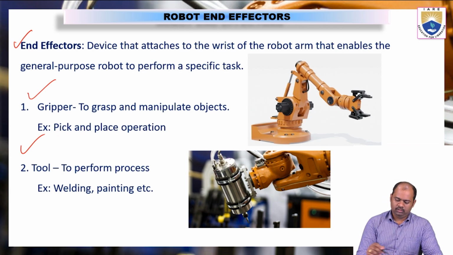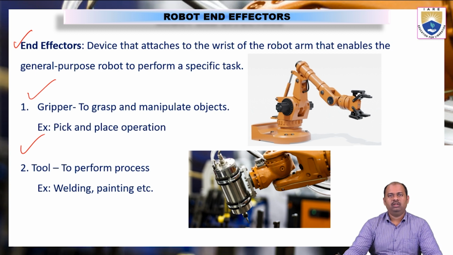So the end effectors are of 2 types, grippers and tools. We'll see in detail what a gripper is and what a tool is.